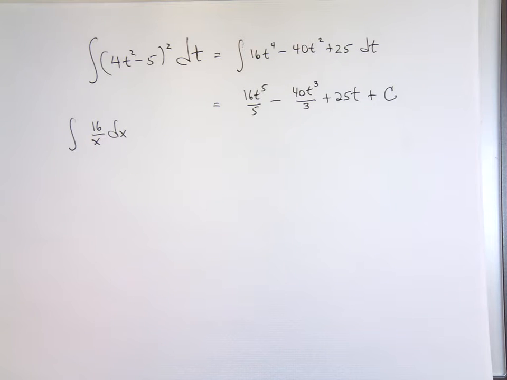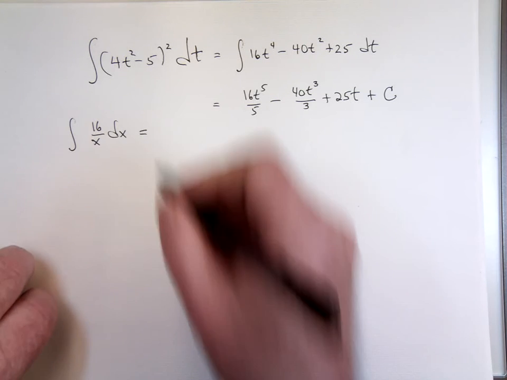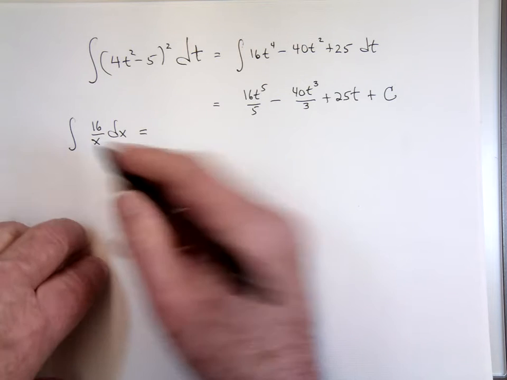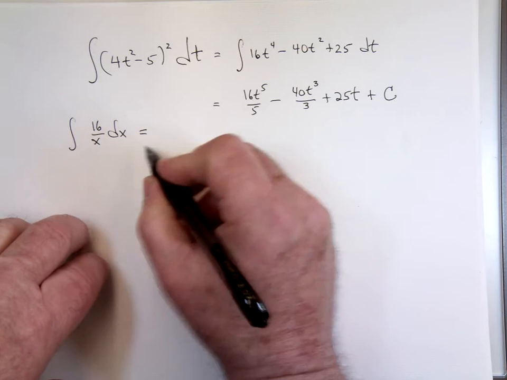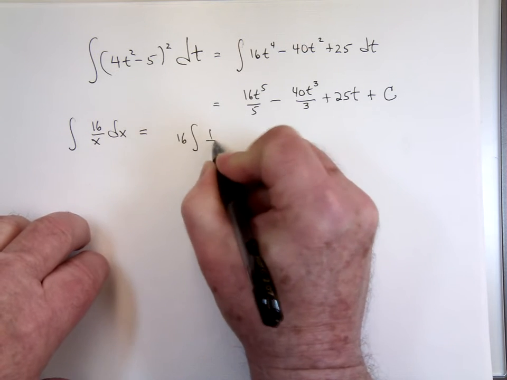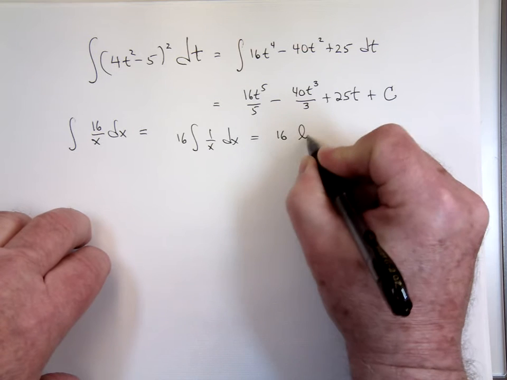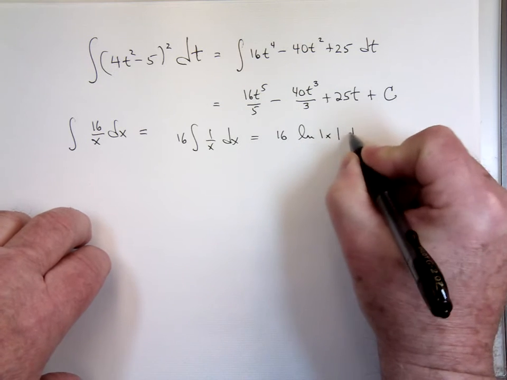I did mention 1 over u. Well, okay, let's do it. But this is what I'm going to do today. I'm going to use this 1 over u du form. But we can do this. This 16 you can take out front, because we have talked about this. What's the integral of 1 over x? It's the natural log absolute value of x plus c.